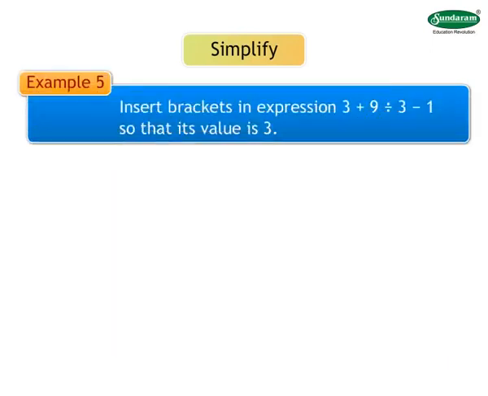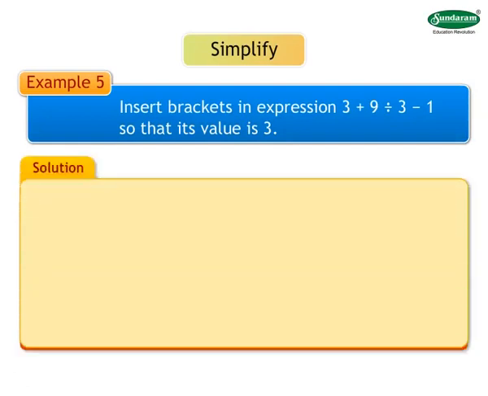Insert brackets in the expression 3 plus 9 divided by 3 minus 1 so that its value is 3. Solution: Inserting brackets, (3 plus 9) divided by 3 minus 1 equals 12 divided by 3 minus 1, equals 4 minus 1, equals 3.